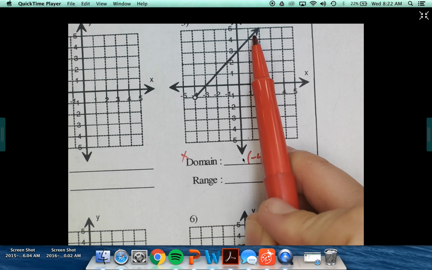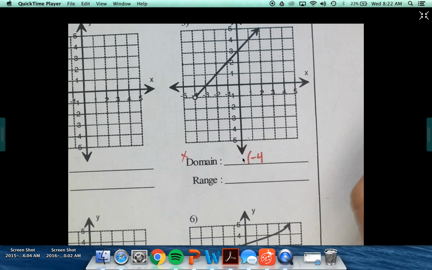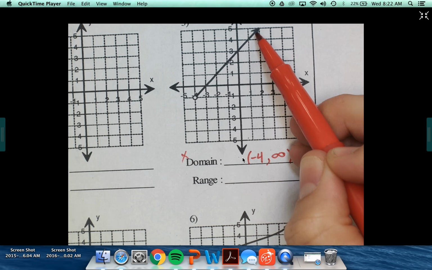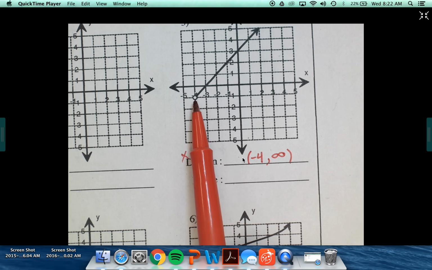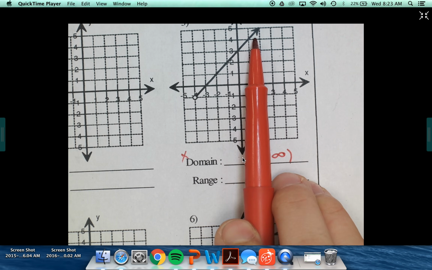But notice, there's an arrow. That means that this line keeps going. It goes to the right forever and ever. Okay? So it goes to the right for infinity. So when you have an arrow, that means that it keeps going for infinity. So this line goes from -4, and it keeps going right forever because of that arrow.